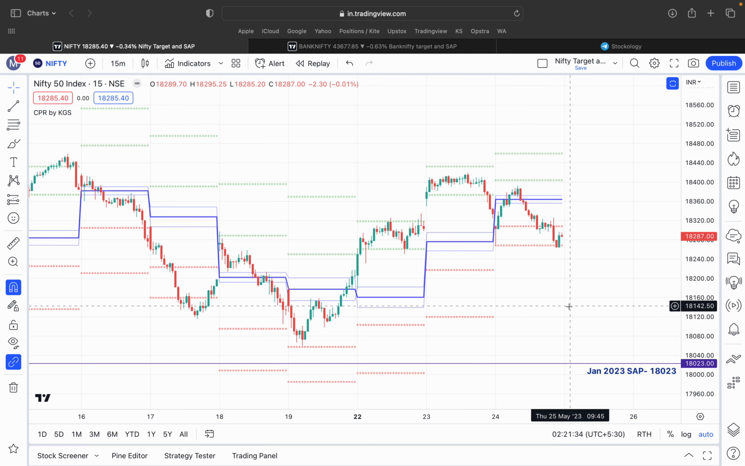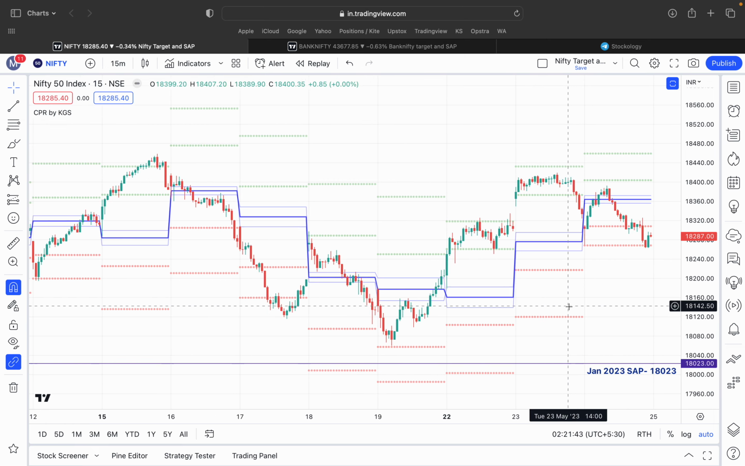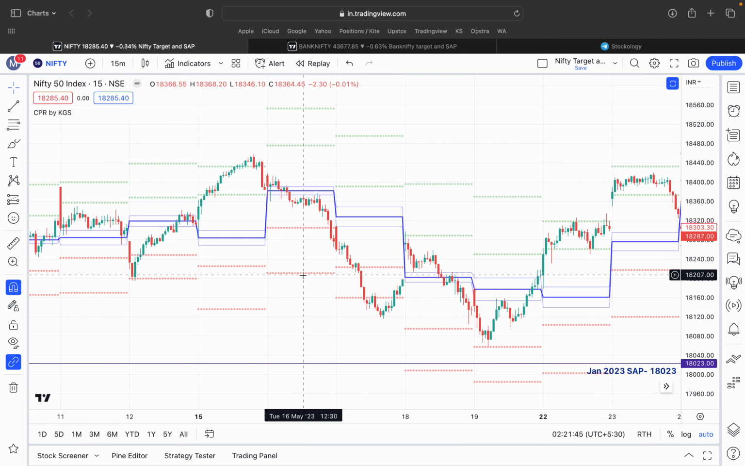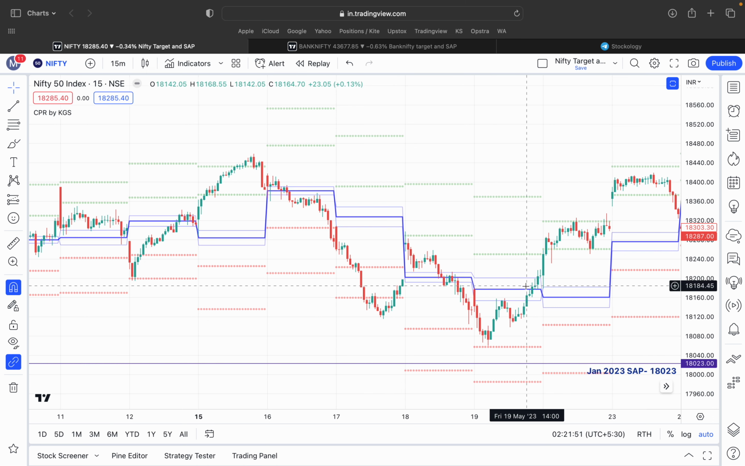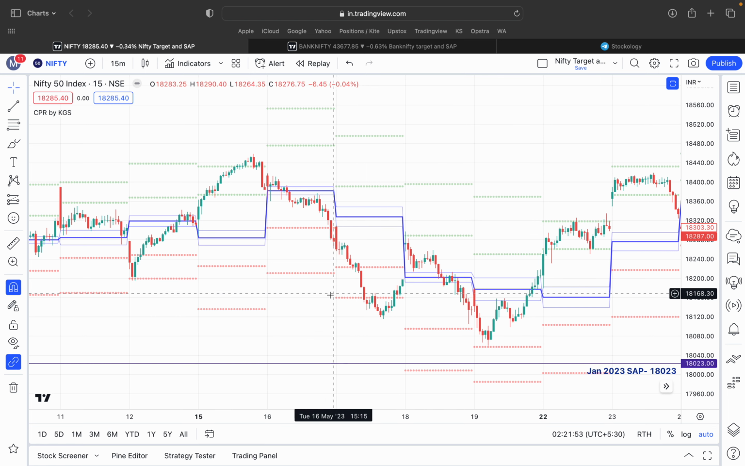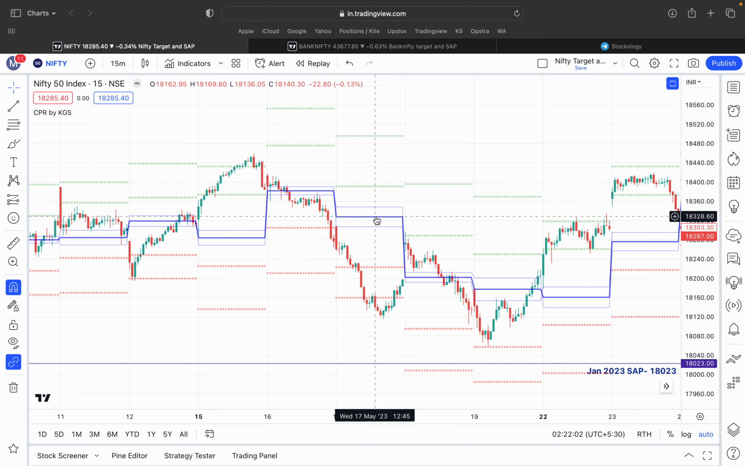So CPR acting as a magnet was the fourth point. Coming to the fifth point and the last one, that is virgin CPR. Now you see that price is the CPR acting as a magnet, or price opening above or below the CPR and giving the direction. But what if there is a huge gap down or a gap up, and this CPR remains untouched by the price? It can happen that price has opened gap up or gap down but price has not come to touch it at all, then that CPR is known as virgin CPR.